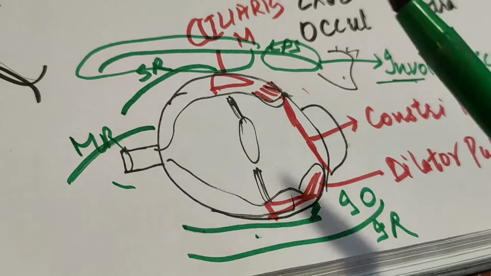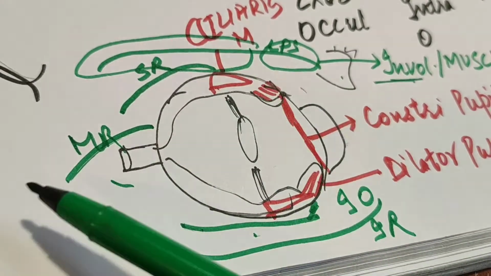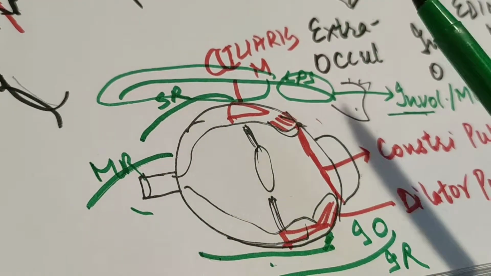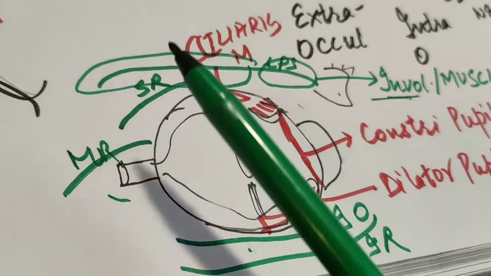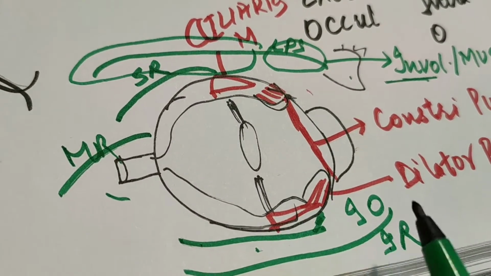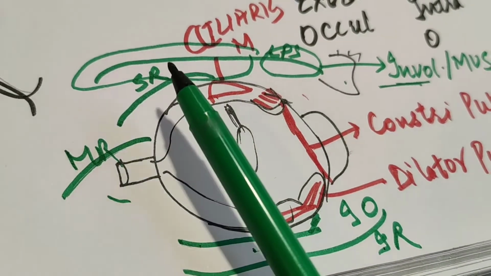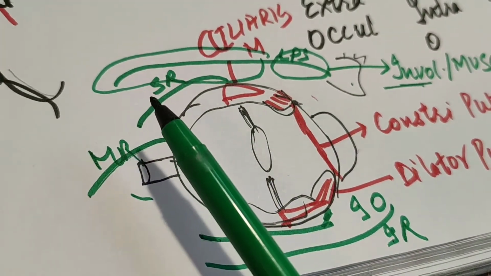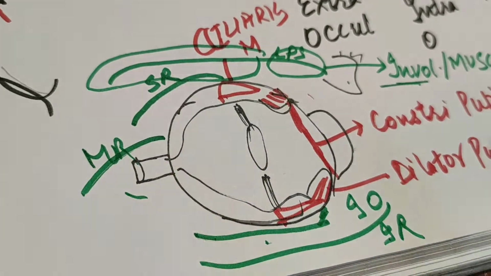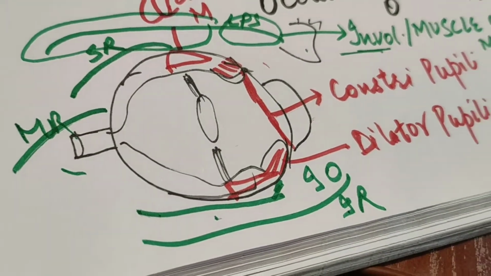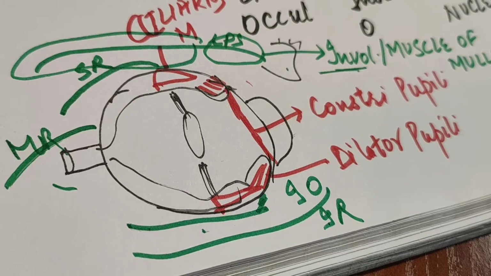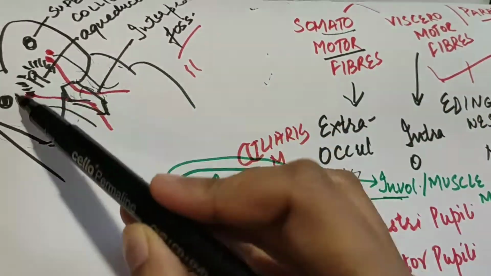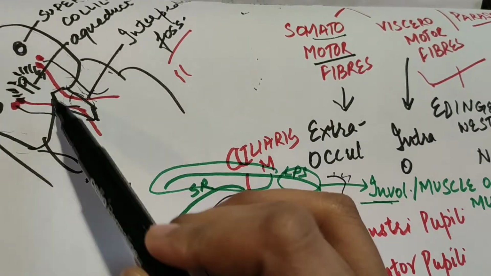There are two other muscles also, the superior oblique and lateral rectus, but they are not supplied by the oculomotor nerve. So there are five extraocular muscles: inferior rectus, inferior oblique, medial rectus, superior rectus, and levator palpebrae superioris. These are supplied by the oculomotor nerve, somatomotor fibers, and the constrictor, dilator, and ciliary are the intraocular muscles.